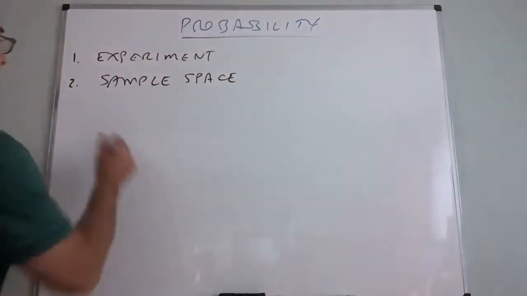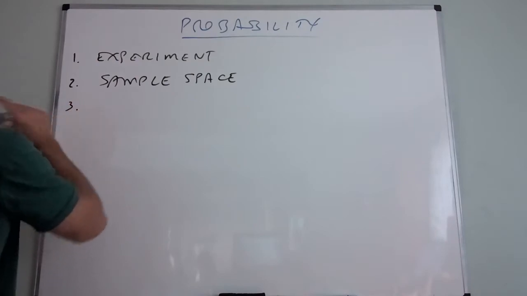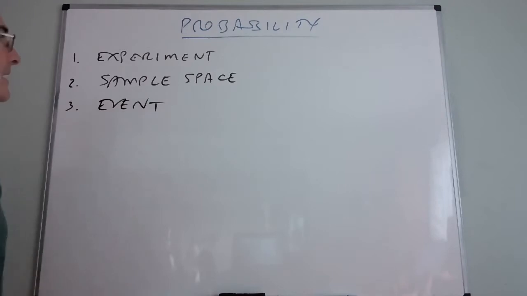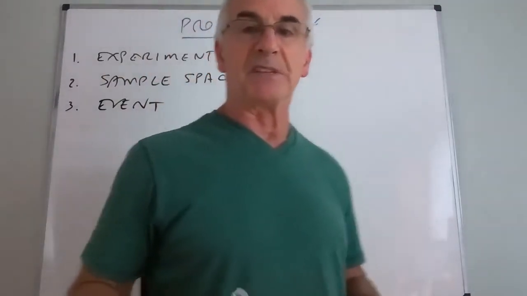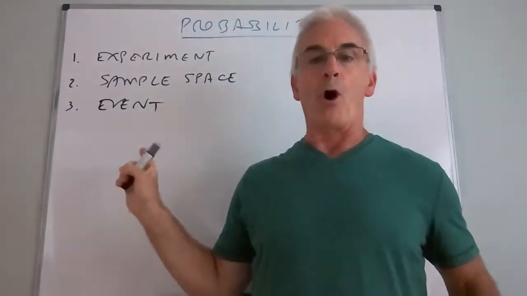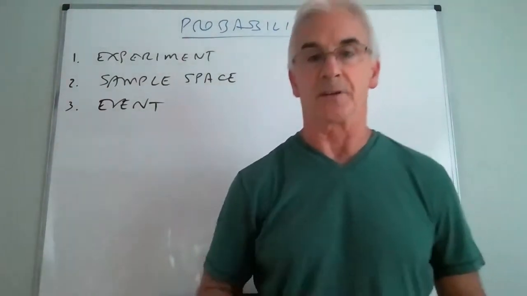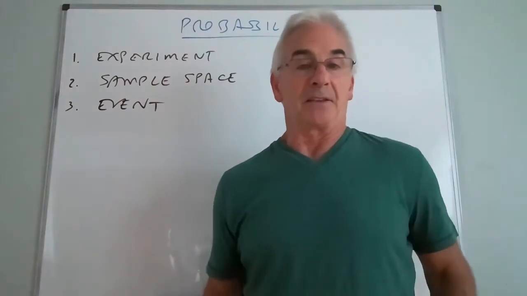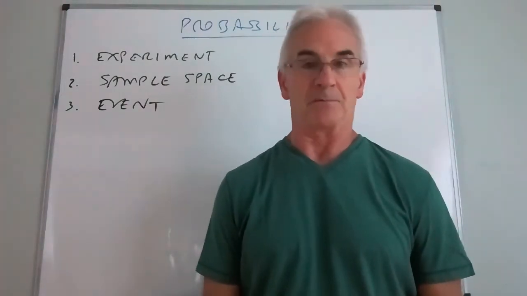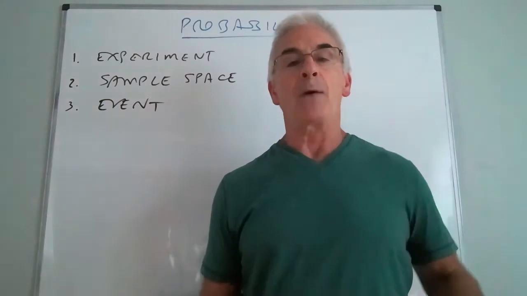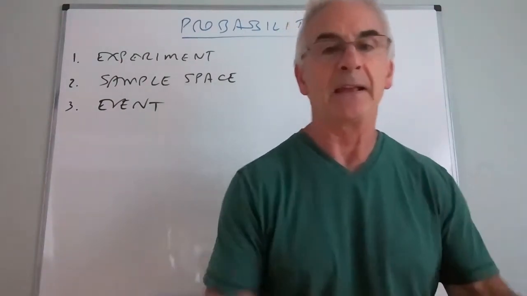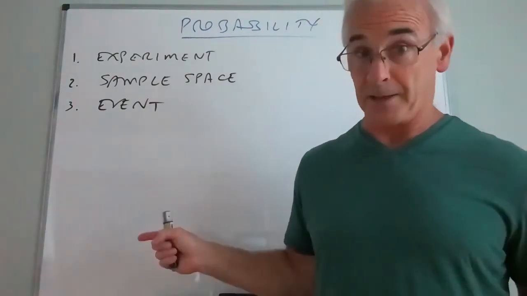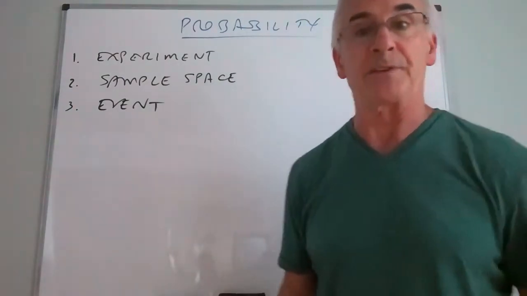All right. Next, we have what's called the event. The sample space is every conceivable outcome. The event are all the outcomes you are interested in, all the outcomes that you are trying to count. So I might do something like this. I want you to flip a coin 10 times. I would like to know how many tails you get. So my event would be the number of tails. Not the number of flips, that would be huge, but simply the number of tails you get.